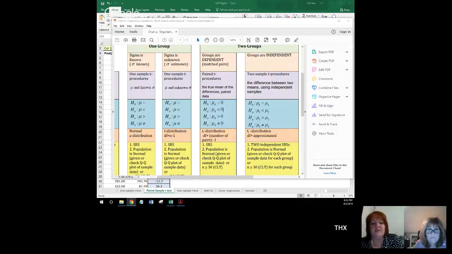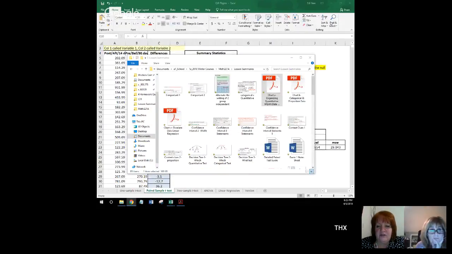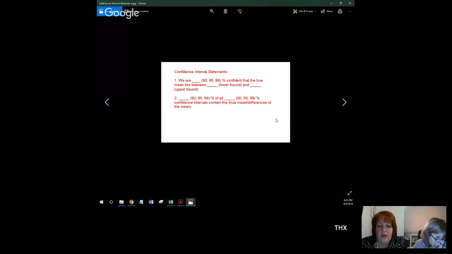Okay, suppose you create a 95% confidence interval for a mean, and you get negative 2.346, 8.775. You've been told to report this by saying, we are 95% confident that the true mean is between negative 2.346 and 8.775. Exactly what does that mean?